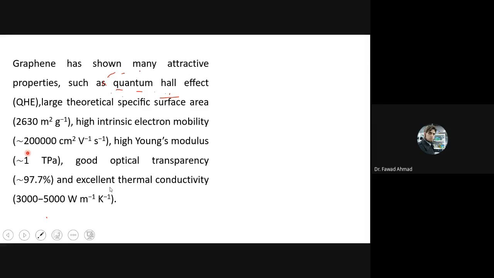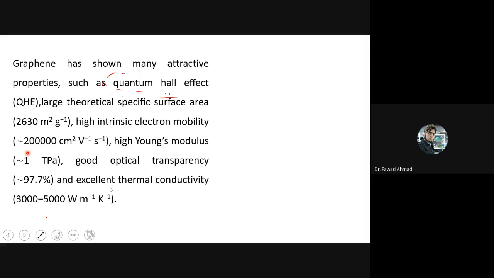If you compare the thermal conductivity of copper to that of graphene, you will be shocked, because copper has a thermal conductivity of 384 watt per meter per Kelvin. Now 384 is almost 400. You can just take it as 400, and that is against 3000 to 5000. So it's much more, almost 1:10. So the thermal conductivity of graphene is 10 times greater than that of copper. That's a big difference, 1:10.